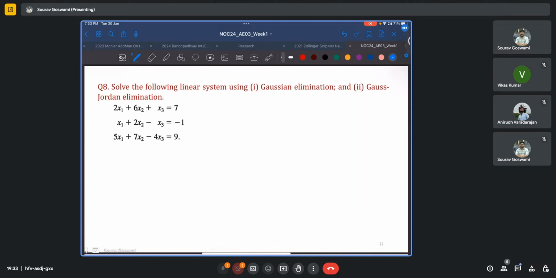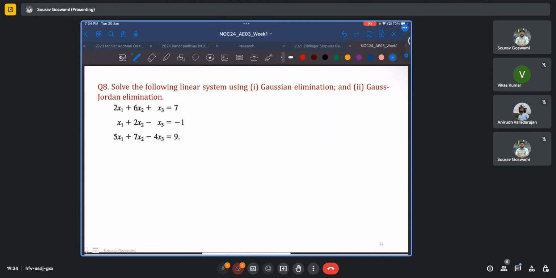For the eighth question, we are supplied with a linear system. 2x1 plus 6x2 plus x3 equals 7. x1 plus 2x2 minus x3 equals minus 1. 5x1 plus 7x2 minus 4x3 equals 9. And we are to solve it using first Gaussian elimination and second the Gauss-Jordan elimination.